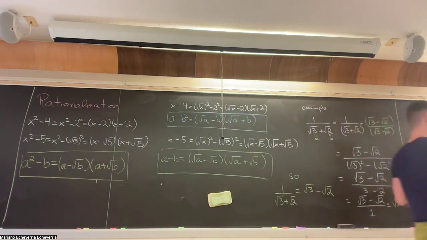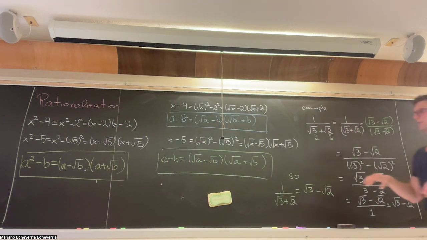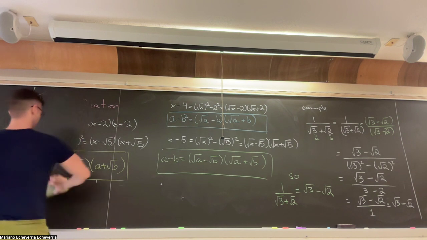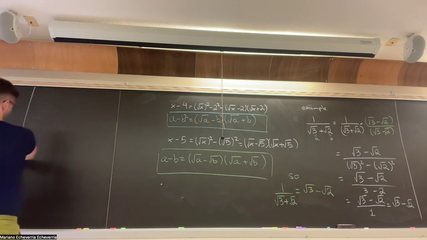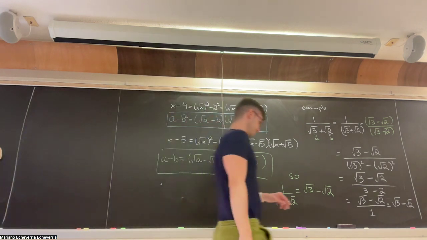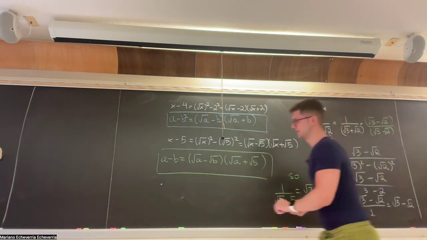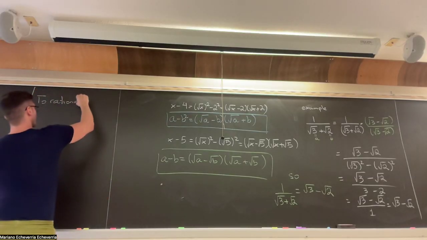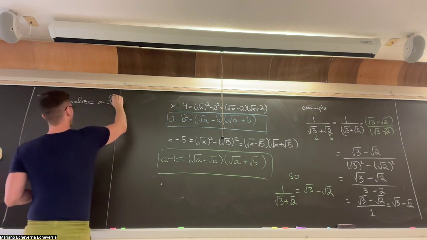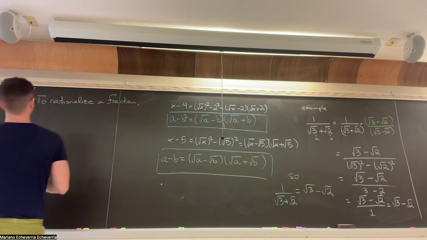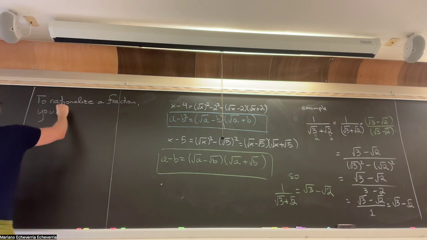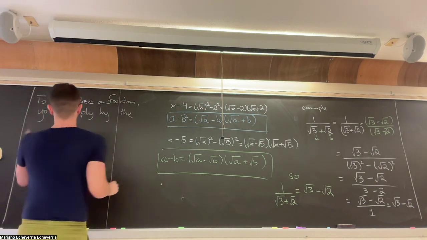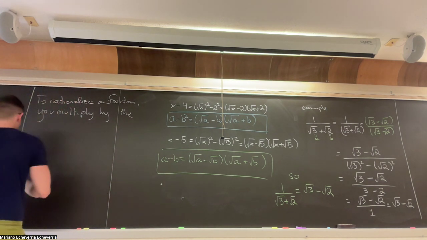So I'll tell you that in words, and put it here. The main tool to rationalize something is to multiply by the conjugate. I'll give you a table of what the conjugates are. To rationalize a fraction, you multiply by the conjugate of the expression that has the square root.